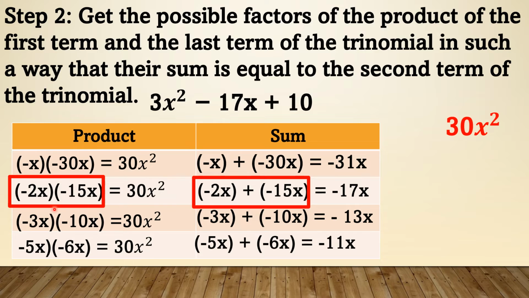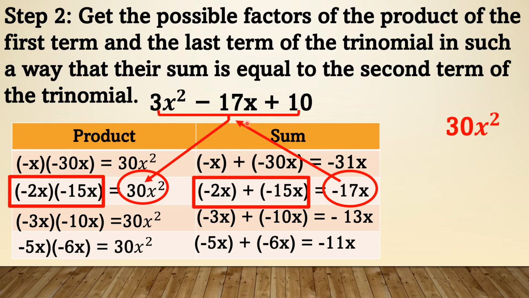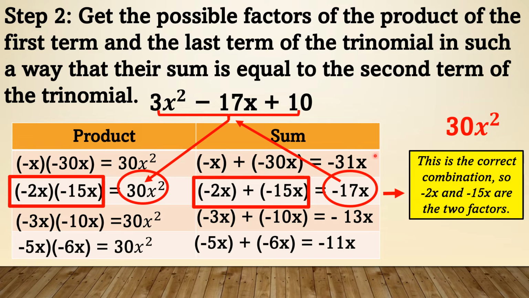So we have negative 2x and negative 15x. Because if we are going to get the sum, that is negative 17x, and that is the middle term of our trinomial. So this is the correct combination. So negative 2x and negative 15x are the two factors of 30x squared that the sum is equal to the second term, which is negative 17x.